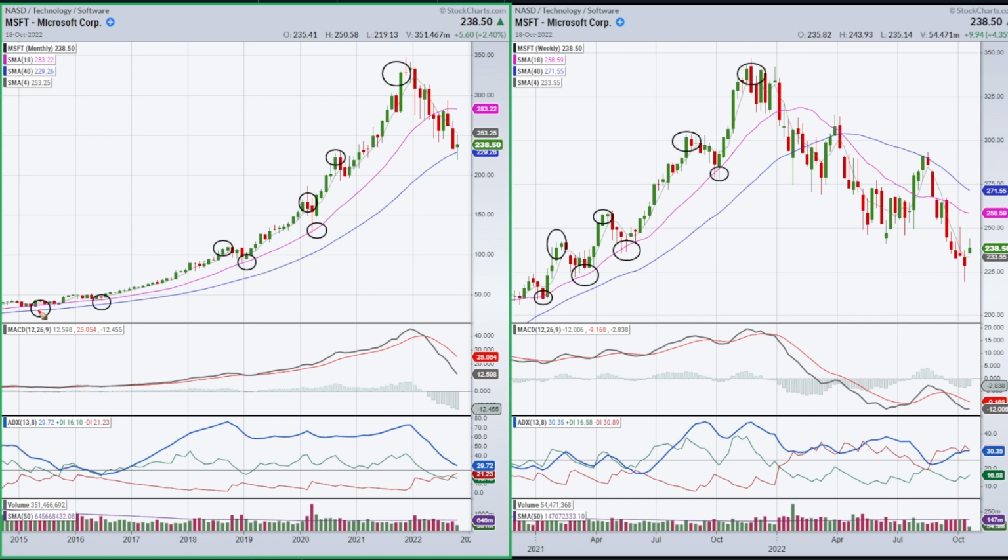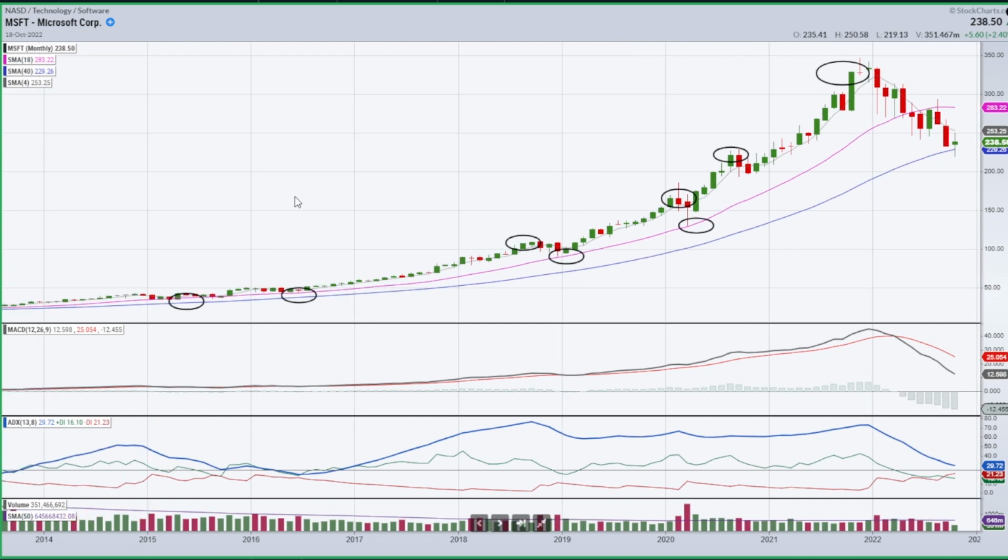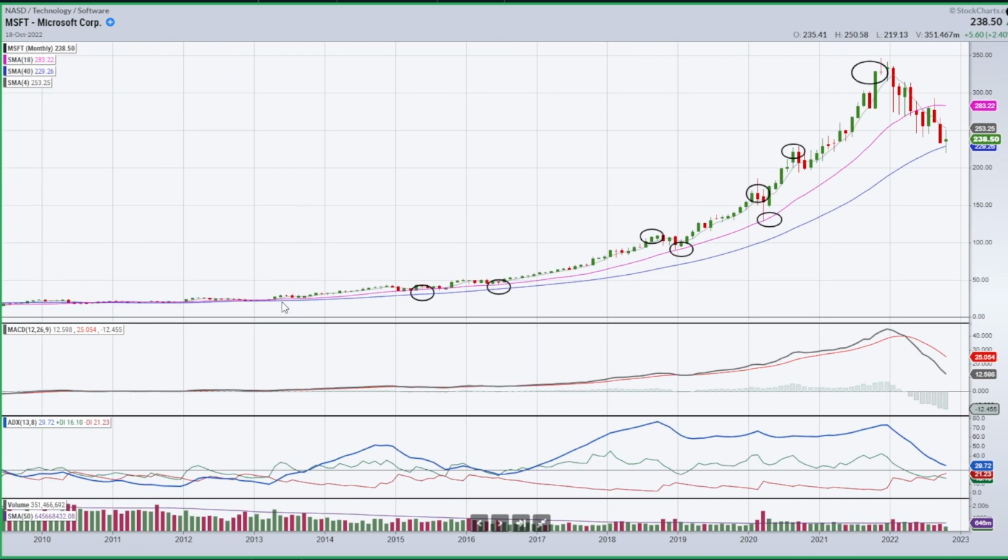So if I'm looking at this monthly chart, I could go back. In fact, let's just look at this and recognize that every single time, once this turned up in 2013, 2014, every time we pulled back to these rising moving averages, it was a pretty good opportunity from a longer term standpoint to look to be a buyer.